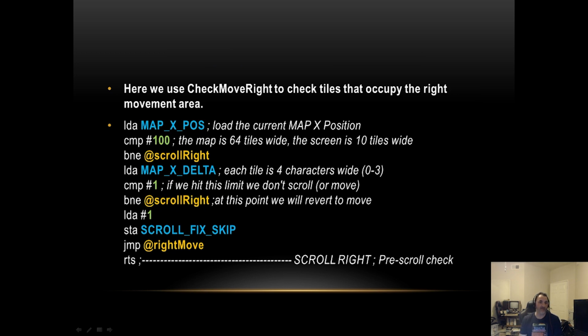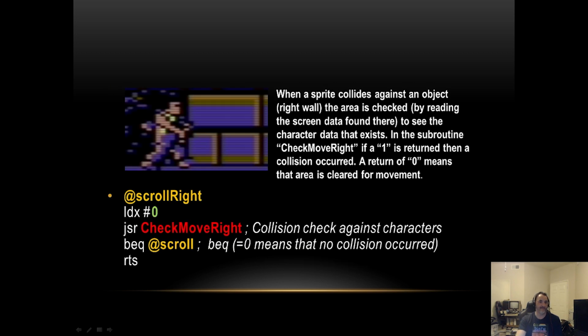Here we use check move right to check the tiles that occupy the right movement area. And if you pay attention here, which I'll demonstrate more in the code video, the 100 is tracking the total length of the map from the map position all the way across. And everything else is the deltas and so on. And here's an example of this.